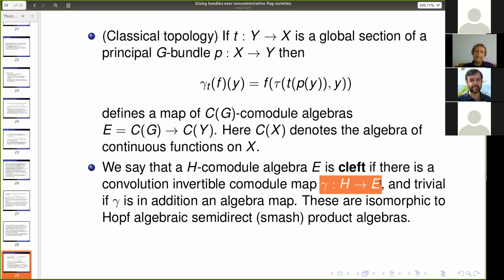But it is a little better. I have very concrete data. And in examples, like some canonical bundles over flag varieties, we usually have such a situation. You don't even need this to be an algebra map, but it needs to have other properties: that it is convolution invertible and it's a comodule map. And that's enough for most of the theory. I will usually take that it's an algebra map. That's in examples, but you need less.